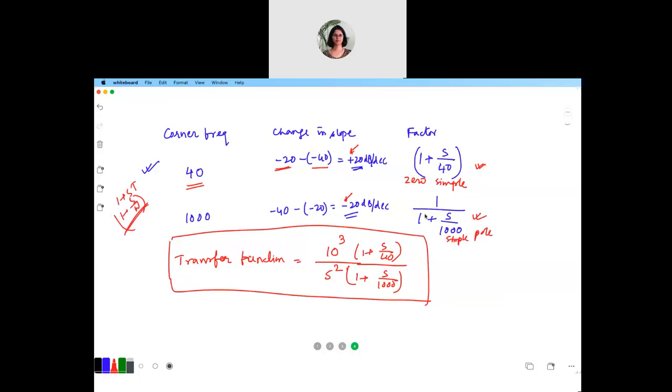Right? Finally, all the terms I have to write together. Just multiply the terms to get the transfer function. So this will be the final transfer function.